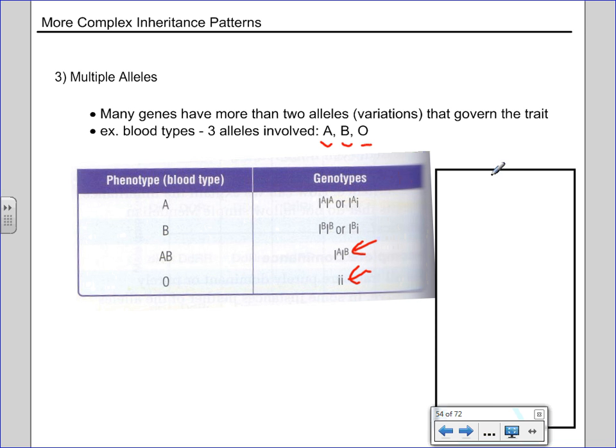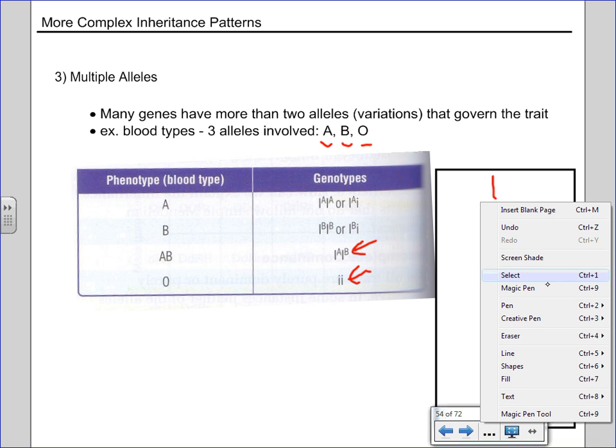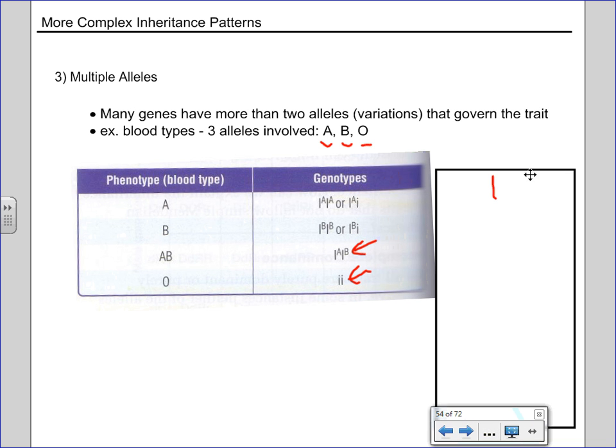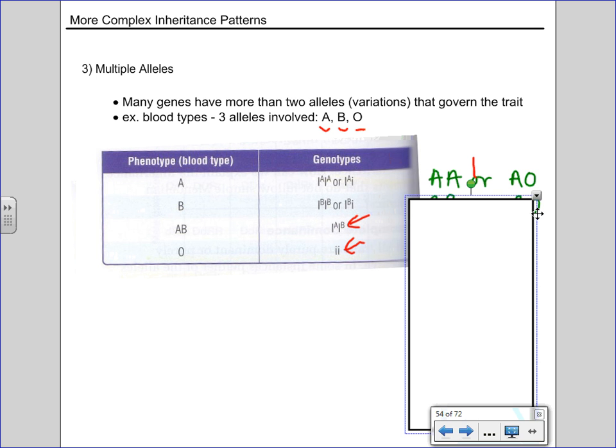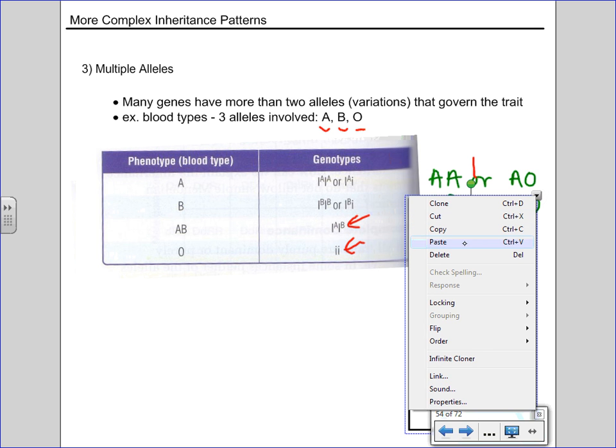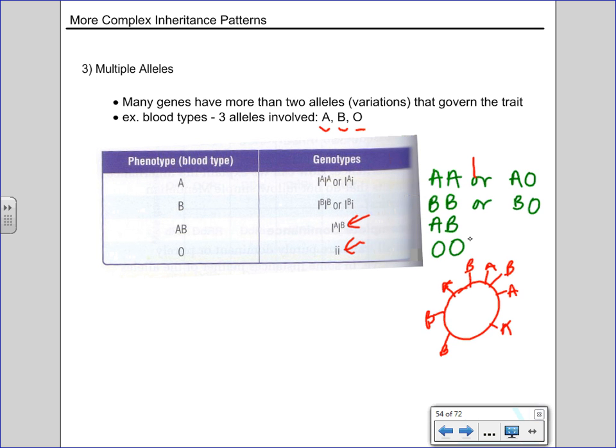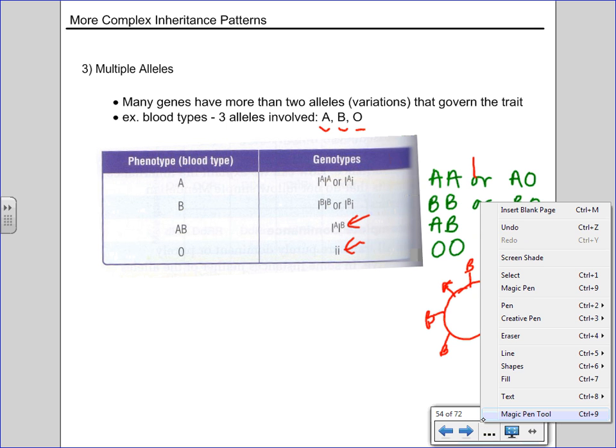Okay, I think this right here is just, one sec, I need the selector pen. Yeah, this is just another way of writing them, so we'll get rid of that box. Okay, let me get my pen back.